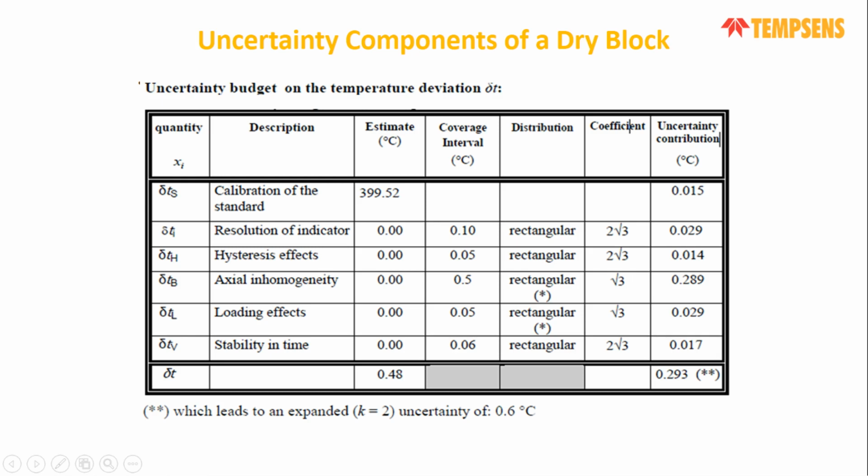For any dry block temperature calibrator, you can see that not only the calibration of the external reference sensor, but also the resolution of the controller or temperature indicator, hysteresis, axial as well as radial non-uniformity, stem losses or loading effect, and stability of the furnace give a bigger impact in your uncertainty calculation. Now, in the second example, I will discuss one thermocouple you are calibrating, and you have to calculate the uncertainty of the thermocouple using our dry block temperature calibrator.